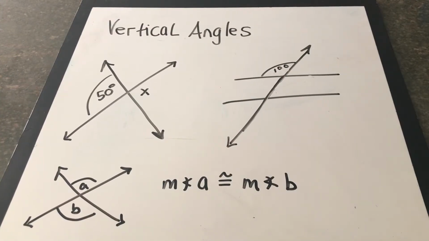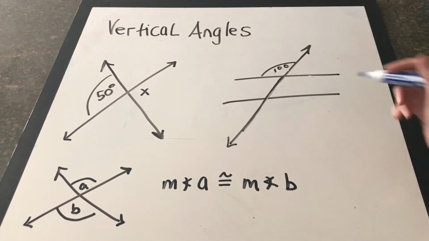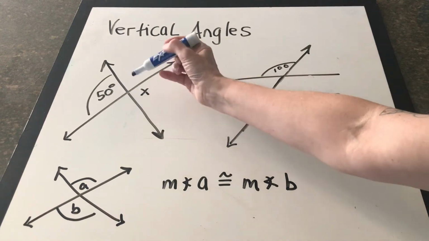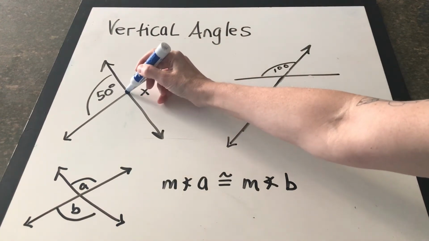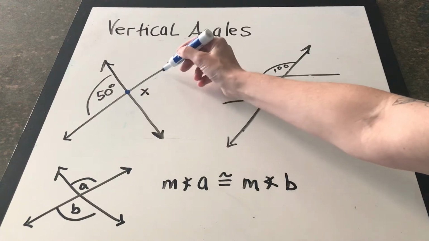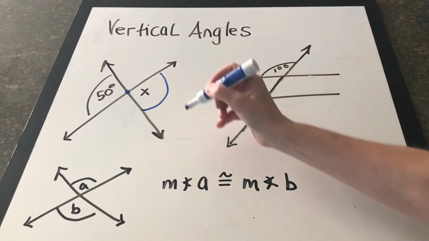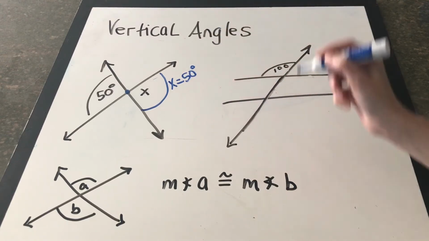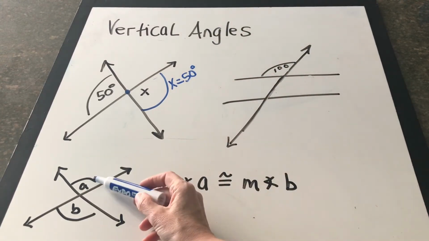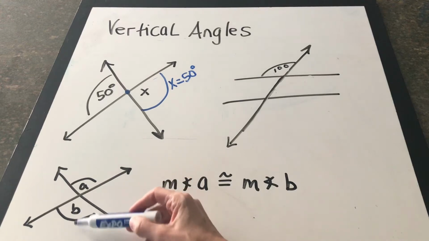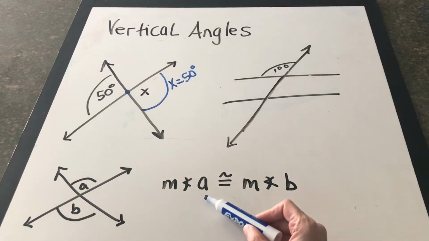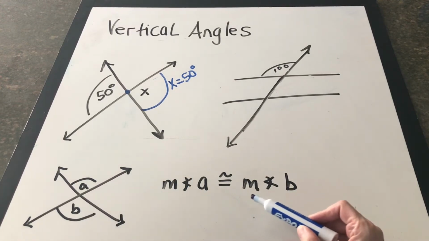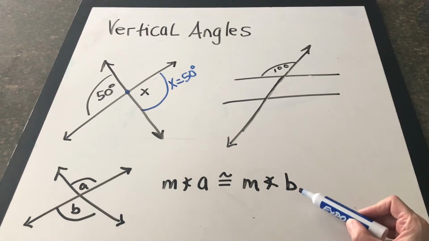Okay, so vertical angles, we said, are opposite angles, and they are equivalent in measure. So if this is a 50 degree angle and here's the vertex and it's shared by angle X, then we know angle X has to be equal to 50 degrees as well. And also angle A and B are opposite angles. The measure of angle A is going to be congruent, or equal in measure, to the measure of angle B.